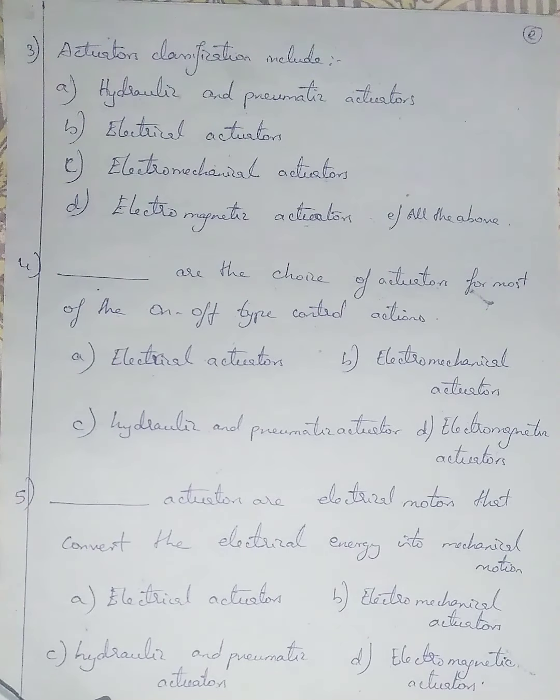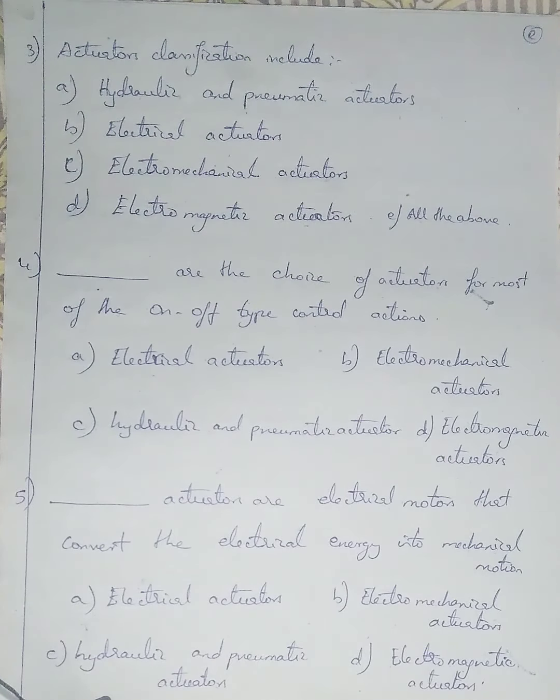Question number 3: actuators classification include. What are the types of classifications of actuators? Option A is hydraulic and pneumatic actuators. Option B says electrical actuators. Option C says electromechanical actuator. Option D says electromagnetic actuator. Option E, all the above. We have 4 classifications of actuators.